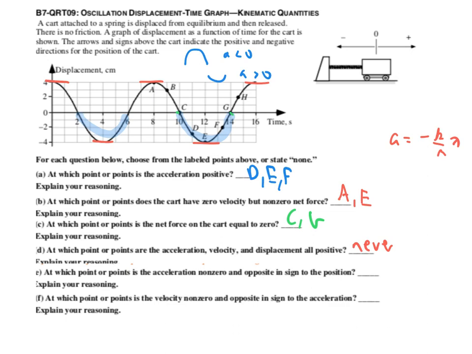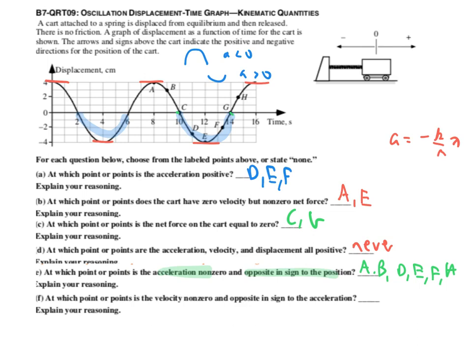At what point or points is the acceleration non-zero, but opposite in sign to the position? Well, it's always opposite in sign, right? So really we're just saying, where is the acceleration non-zero? And it's non-zero anywhere we're not in equilibrium. So at A and at B and at D and at E and at F and at H, anywhere that we're not in equilibrium position.